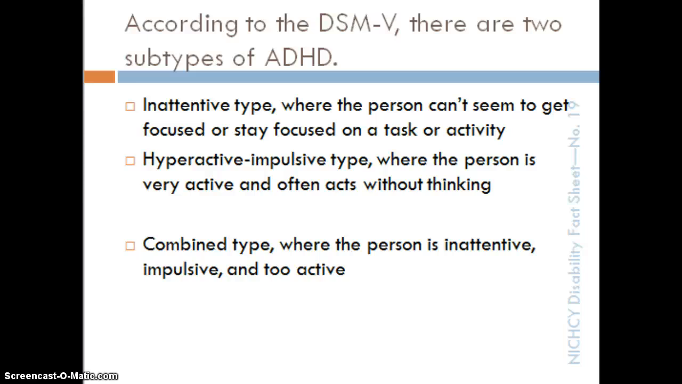So the DSM-5 is a new reauthorization of that manual, and as far as students are concerned, nothing really changed from the 4th edition to the 5th. It really just changed in terms of how adults are diagnosed. So we still have these two subtypes of ADHD. One, inattentive type, where the student can't seem to get focused or stay focused on a task or activity. And hyperactive type or impulsive is where the person is very active and often acts without thinking. Some students have both inattention and hyperactivity, impulsivity, so that would be the combined type.